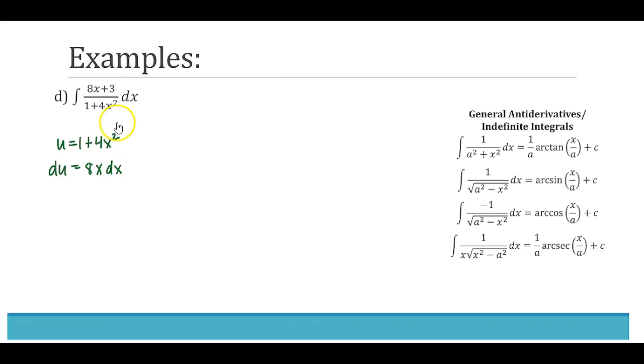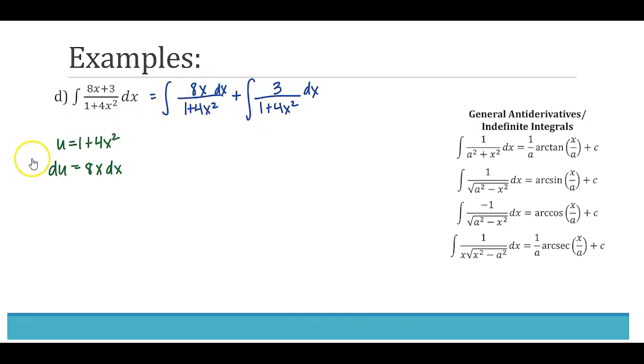So I'm going to leave this here for a second, and I'm going to actually start by rewriting this integrand as the integral of 8x over 1 plus 4x squared plus 3 over 1 plus 4x squared. Notice they have the same denominator, so I would add across the numerator. I get the exact same integrand. But because now I have two terms being added, I can find each integral separately. So in other words, I can do each one of these as its own integral.